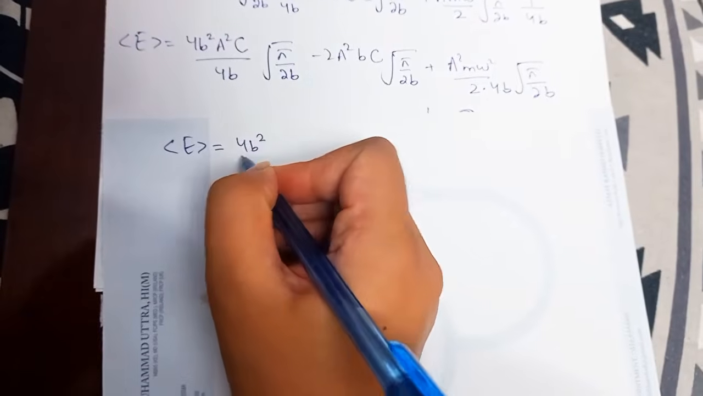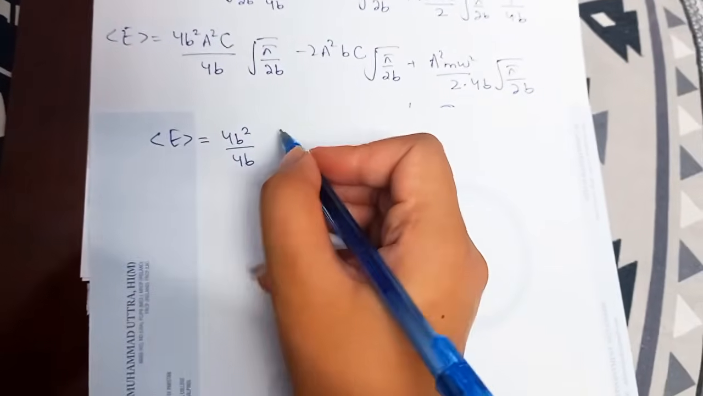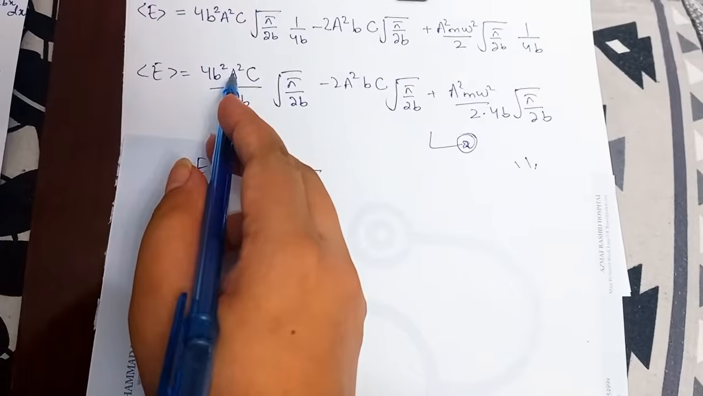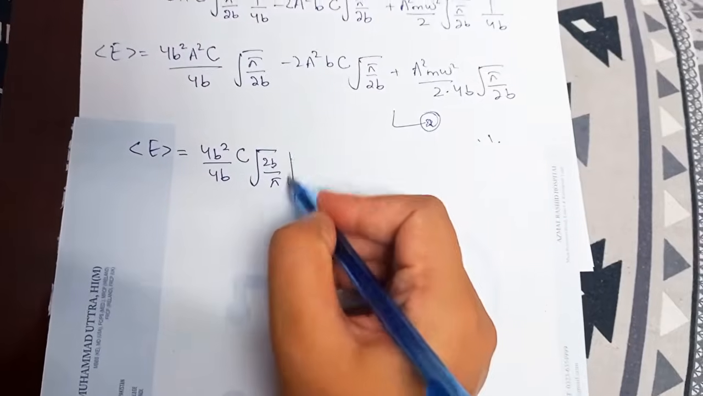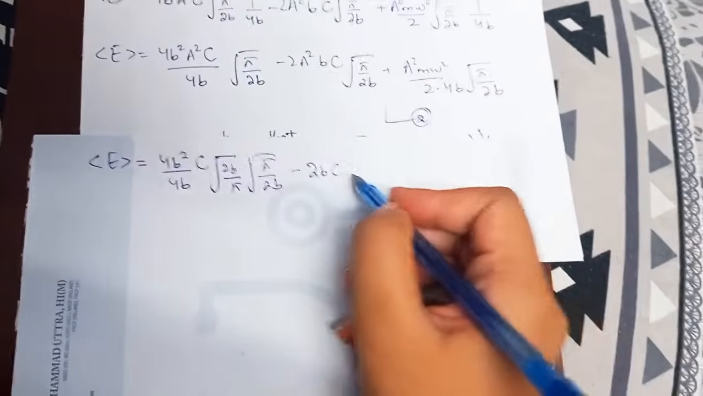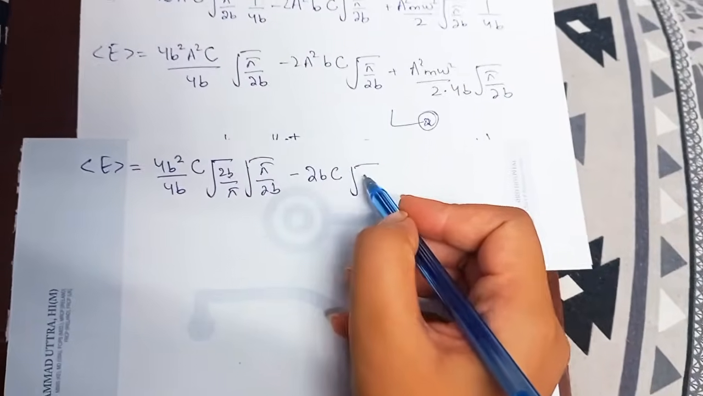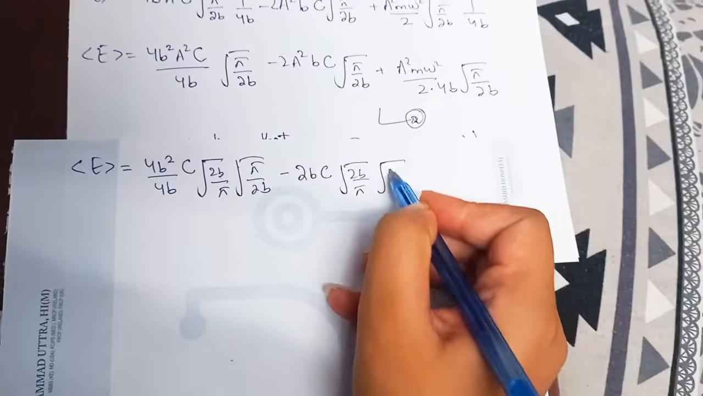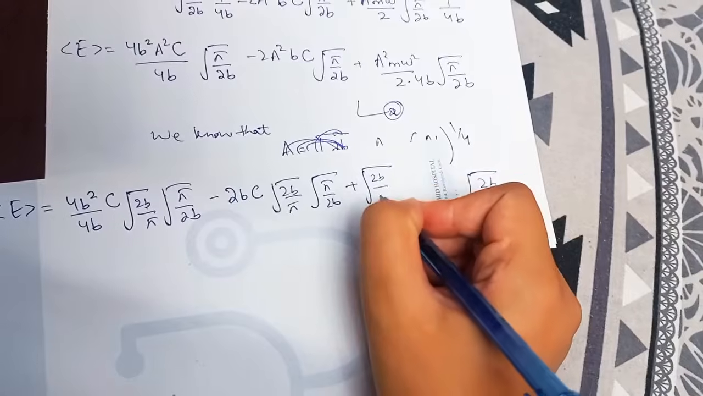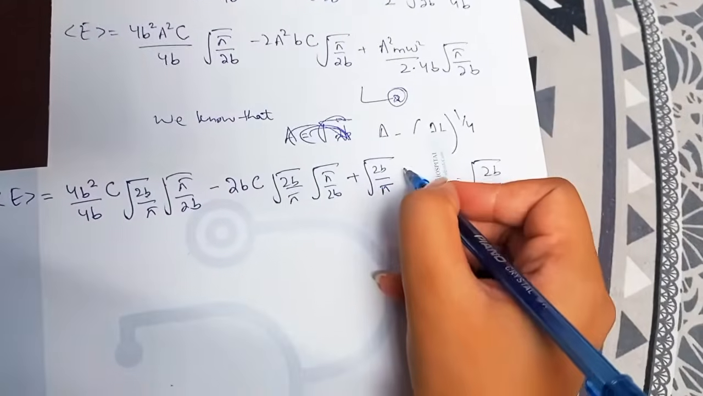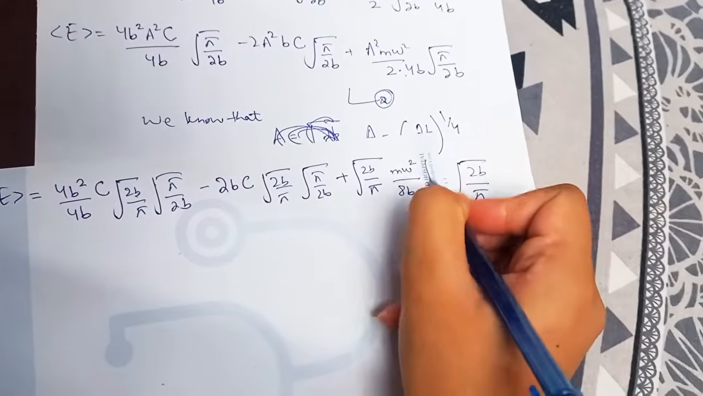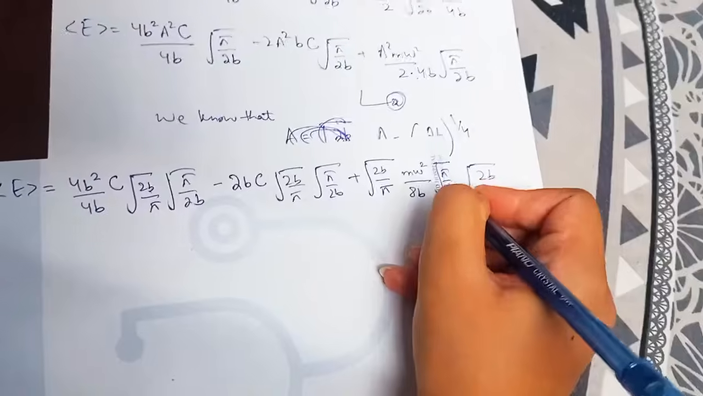4b squared by 4b, we need to cancel it, but I'll do it one at a time. So in place of a squared I'll write 2b by pi, and it's pi by 2b here, minus 2bc, then the value of a squared, which is 2b by pi, and we have here pi by 2b already, then plus under root 2b by pi, value of a squared, and then we have m omega squared by 4, 2 times 4 is 8b, and we have here pi by 2b.